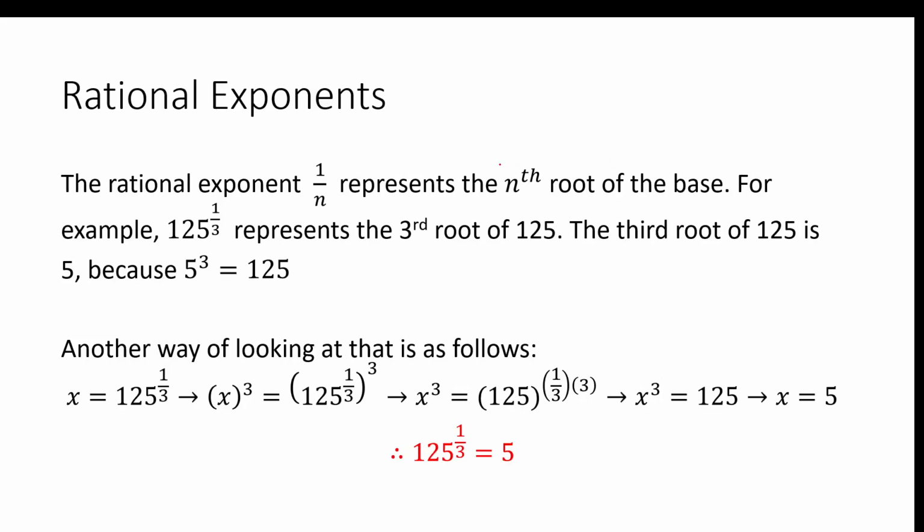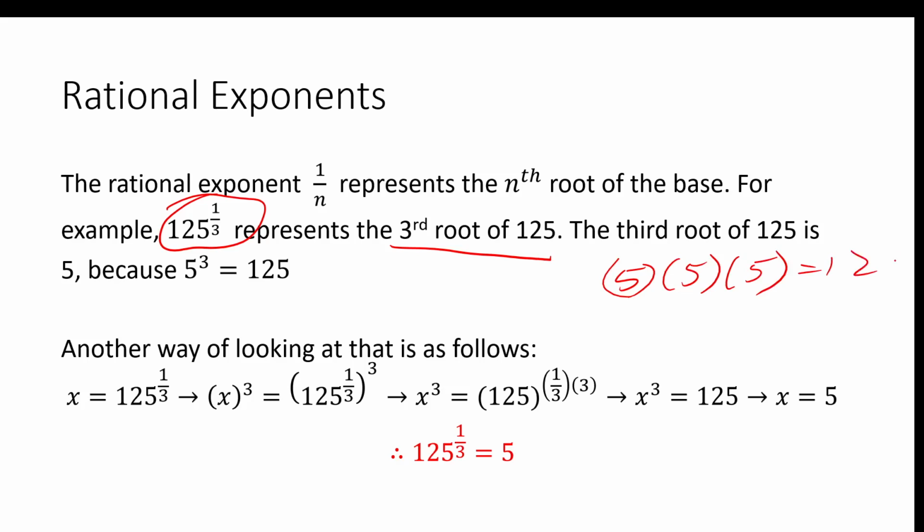Now, a rational exponent is an exponent like 1 over n, or m over n, a fraction. And when we have a numerator of 1, then the rational exponent 1 over n represents the nth root of the base. So for example, 125 to the exponent 1/3 represents the third root of 125. The third root of 125 is 5. And now, why is the third root of 125 5? Because 5 times 5 times 5, 3 of them, is 125.